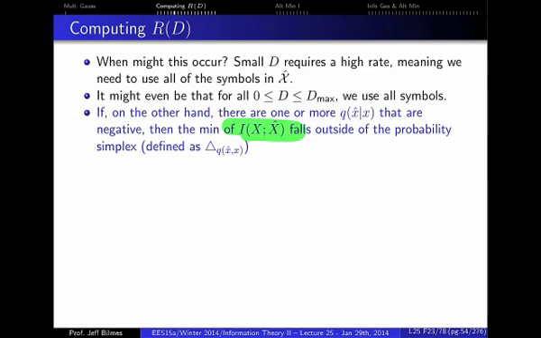But let's define the probability simplex as triangle sub Q. So basically, triangle sub Q is the set of matrices such that the rows sum to 1, and each entry is non-negative. So each row is a probability distribution. And so if we do this optimization without the greater than or equal to 0 constraint on each of the entries, it means that the minimum falls outside.